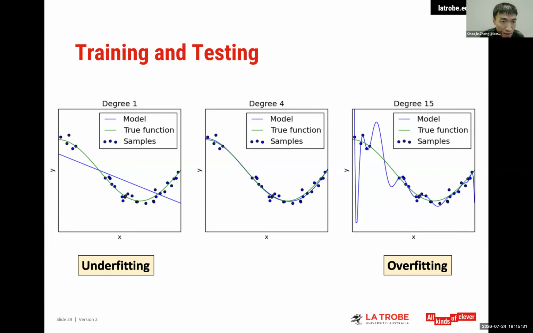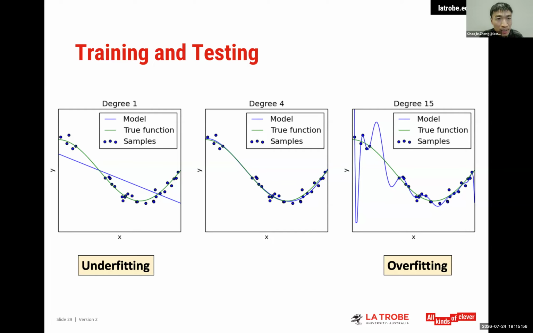The green curve is the true function. So we are going to sample some data from this true function. And this blue line would be the model. It is representing the regression line for each model. So here are three situations.